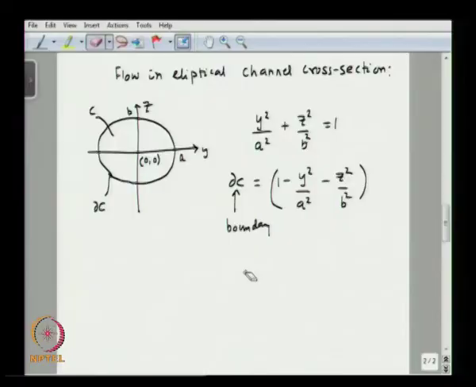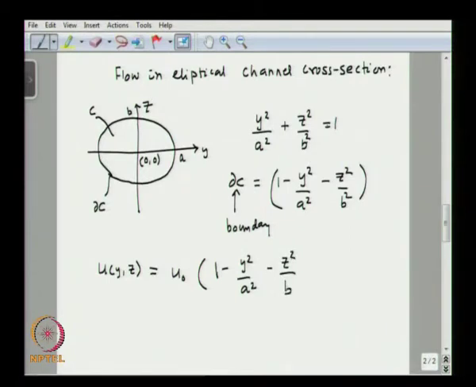Okay. So, we can assume a trial solution u of y z which is u 0 into 1 minus y square over a square minus z square over b square. So, this equation satisfies no slip. Okay, satisfies no slip boundary condition.